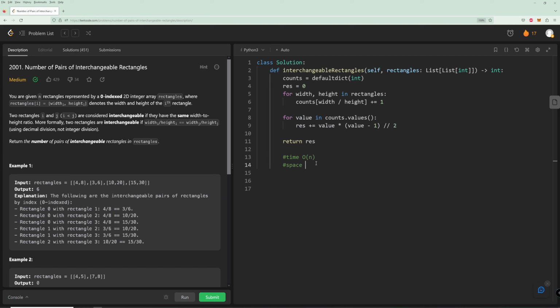And then for the space, we did use a hash map, right? So that's also going to be O of n because worst case scenario, every rectangle has a unique width and height, and that would be O of n. But yeah, it's going to be it for this problem.